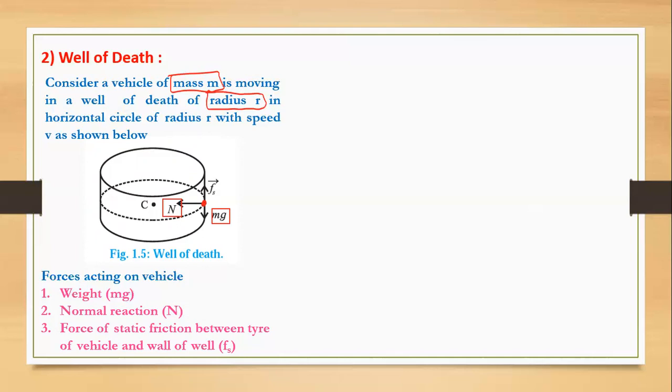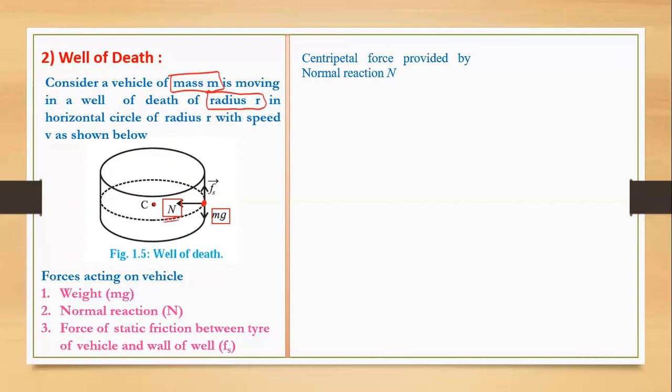Okay. Now after that, the centripetal force is provided by the normal reaction. You can see here the direction of the centripetal force, you know that, is toward the center. This is the center, and this normal reaction is toward the center, so the centripetal force is provided by this normal reaction. So I can write the centripetal force mv square by r is equal to the normal reaction N. This is equation number 1.